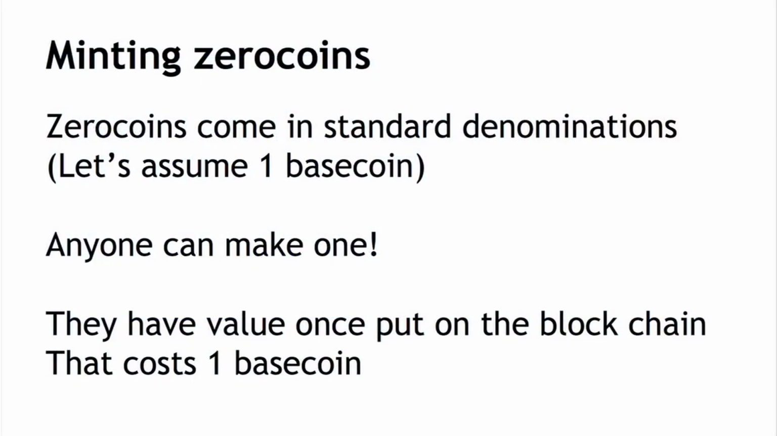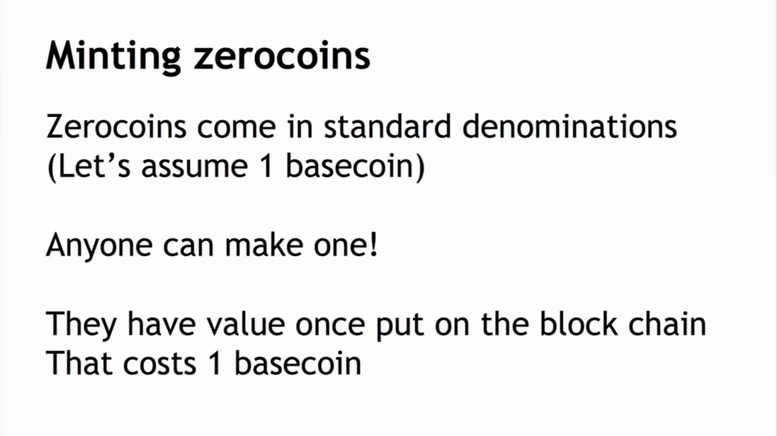So zero coins are minted, they come into existence by minting, and anybody can do this. And zero coins come in standard denominations. Let's assume for the rest of this that zero coins are worth one base coin each. You could also imagine multiple denominations coexisting. How do you make a zero coin? We're going to see that in the next slide.